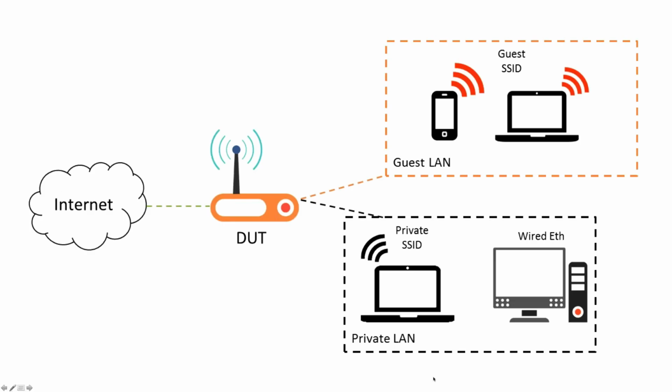So here we have a private LAN in the user's network where all of their stuff is on it, but they have people over and they want those people to be able to connect easily. So they set up a guest LAN. And they also want to make sure that anybody who connects to that guest LAN can't see any other clients on the network. So we want to make sure that we test for that kind of a setup.